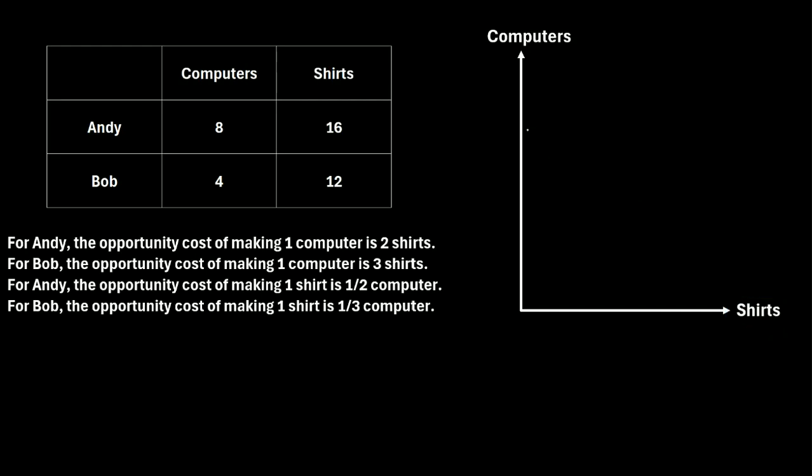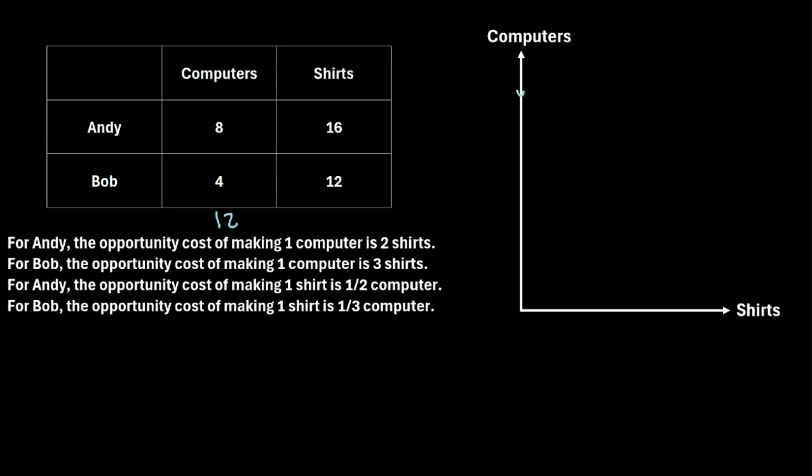Now, we first consider the scenario where both individuals are only producing computers. If both Andy and Bob were only producing computers, how many computers could they produce? Well, that would just be 8 plus 4, which is 12. So one production possibility is that both individuals just make computers. And if they do that, they would make 12.